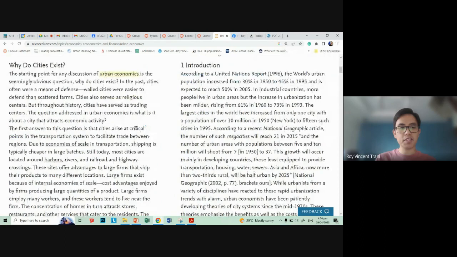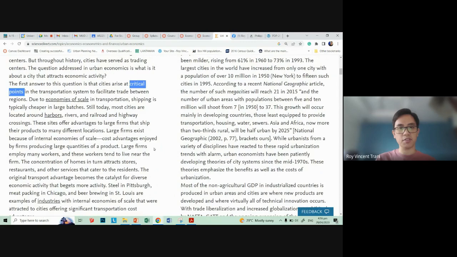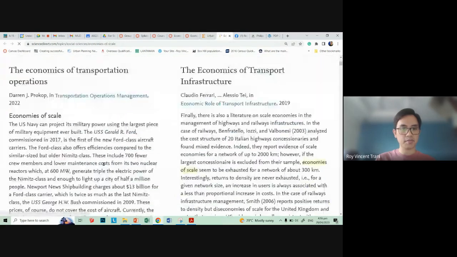In that definition, cities are critical points in the transportation system that facilitate trade. Today, most cities are located around harbors, rivers, railroads, and highway crossings. These sites offer advantages to large firms that ship their products to different locations. Large firms exist because of internal economies of scale. Again, I think we need a definition of economies of scale. I'll just put it over here.